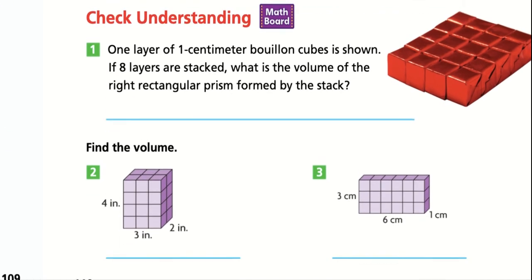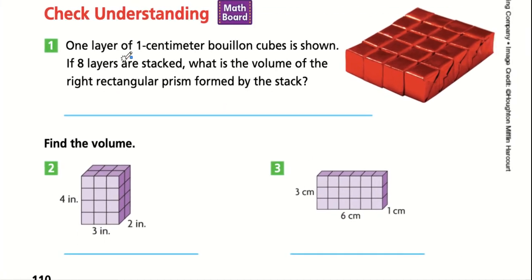Over here, we are looking at the Check Understanding. It says this is one layer of centimeter cubes. This part is not important. It doesn't matter what it is. You just need to understand that it's one centimeter. It's only one layer of these one-centimeter cubes. It wants to know, if there are 8 layers on top of each other, so 1, 2, 3, 4, 5, 6, 7, 8, what is the volume of the rectangular prism?